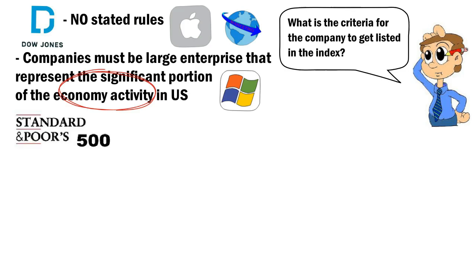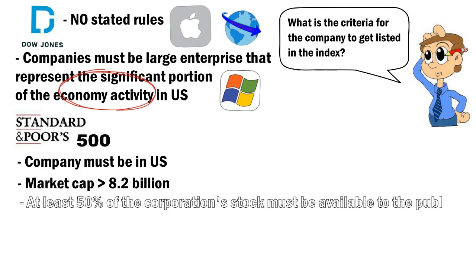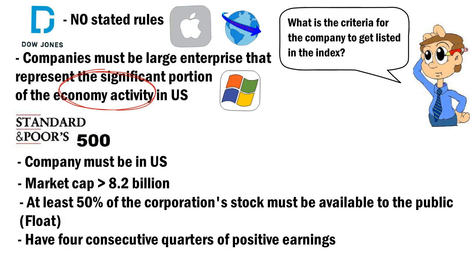For the S&P, to get listed in it, a company must be US based, have a market cap of over 8.2 billion. At least 50% of the corporation's stock must be available to the public. Have 4 consecutive quarters of positive earnings. The stock price must be above $1 per share.